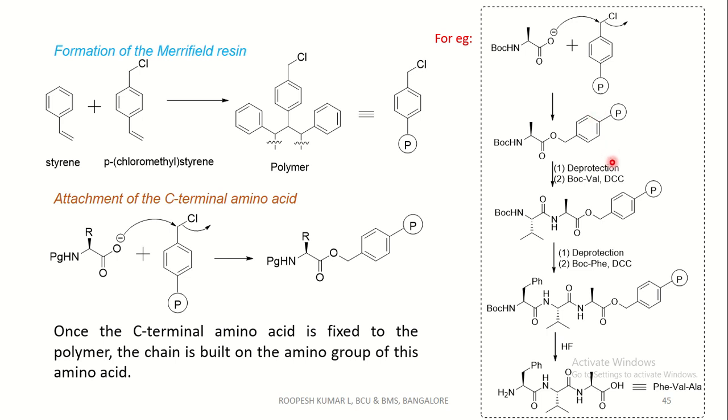This on deprotection using HCl, since Boc is an acid labile group, so deprotection generally happens only using acid. Then with coupling using Boc valine using DCC, sometimes the DCC HOBt method, you get a Boc valine alanine peptide. This is a dipeptide with a resin attached to it.